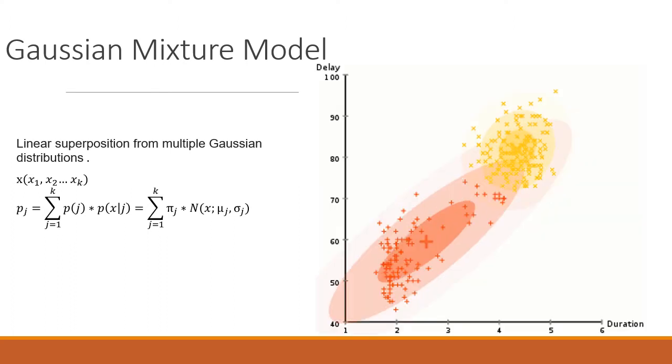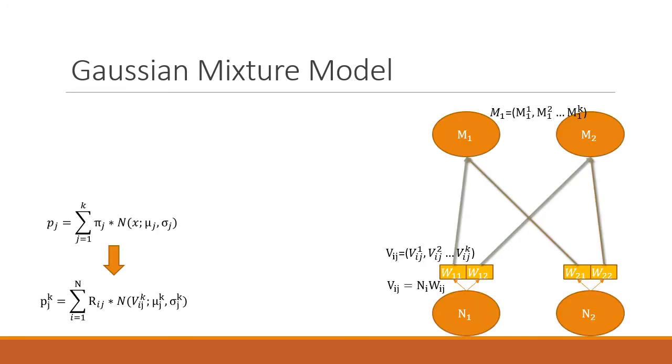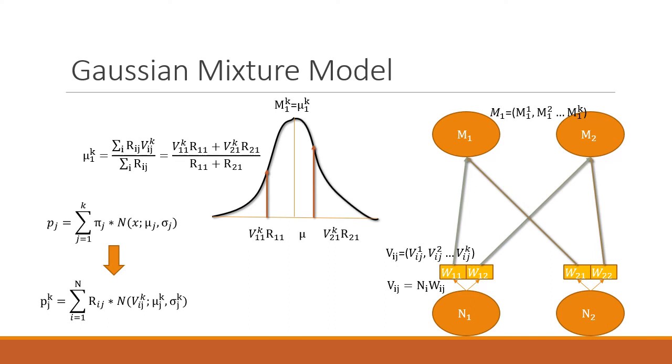There are three sets of parameters involved in the formula. Pi represents the weight of a subdistribution, mu is the expected value of this subdistribution, and sigma is the covariance of this distribution. The fitting process uses the EM algorithm to iteratively update these three sets of parameters. In the capsule network, we use pi as the routing weight between capsules to represent the probability that a lower layer feature belongs to an upper layer feature.